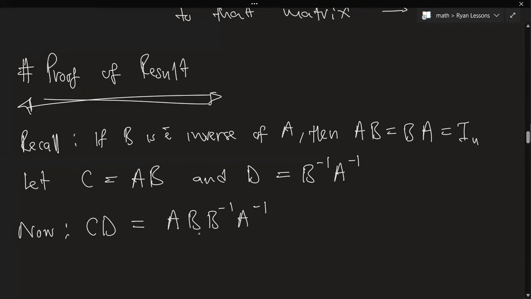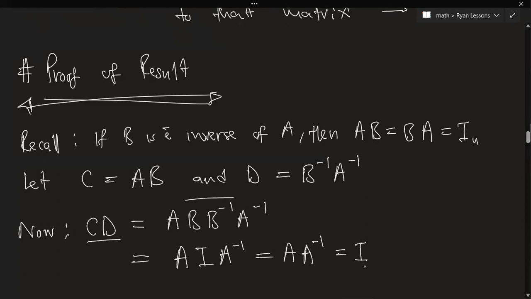We know that brackets can be put anywhere. So first I'll bracket here, and what will happen? When I bracket there, I'll get B times B minus 1. Remember, B is the matrix and B minus 1 is its inverse. So this will give us the identity matrix. But we know that the multiplication of any matrix with the identity does not change it. So we'll remain with A times A minus 1, which gives us I. So CD is giving us I when we multiply.